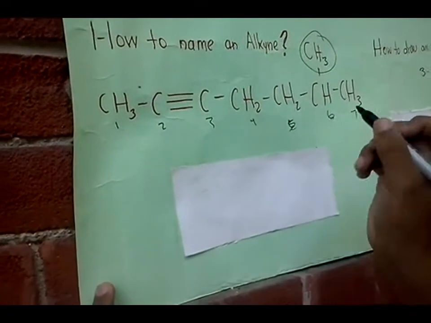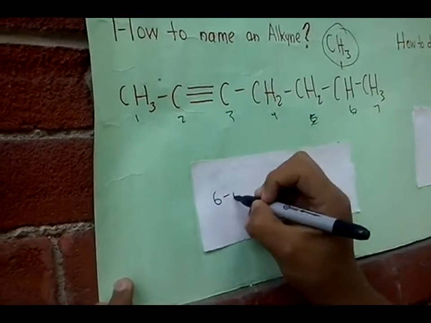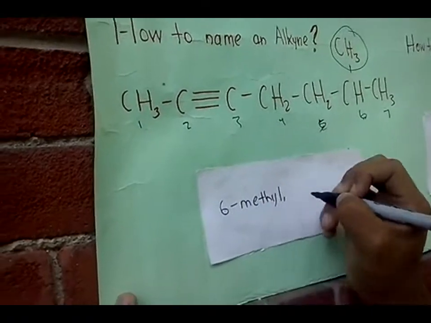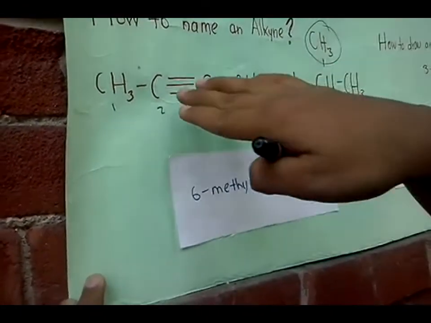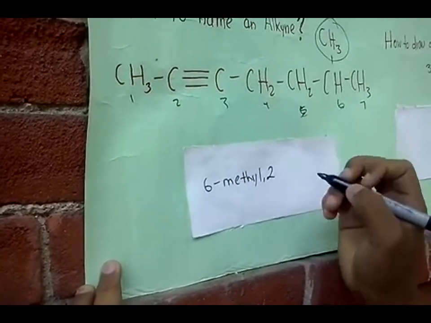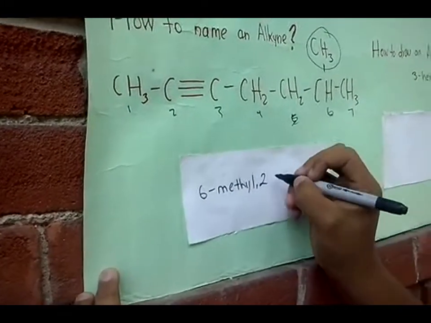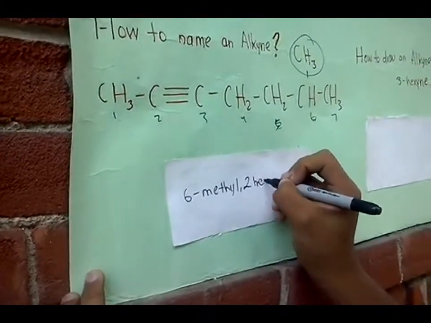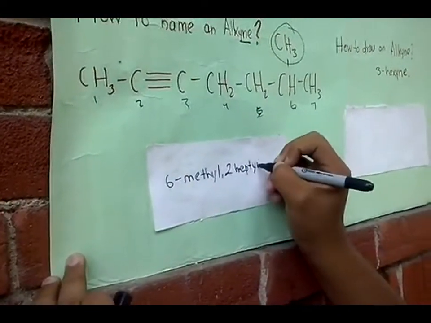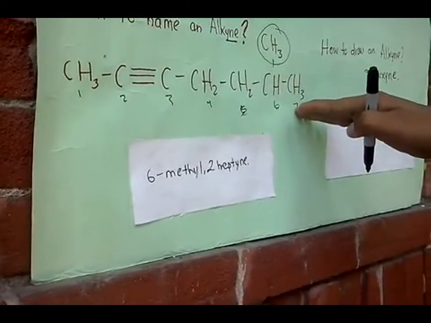You draw it at number 6, and this methyl. And you can locate it. The alkyne is at number 2. It is 2-heptyne, because there are 7 carbons, and the triple bond is in this one, and this is the name of this bond.